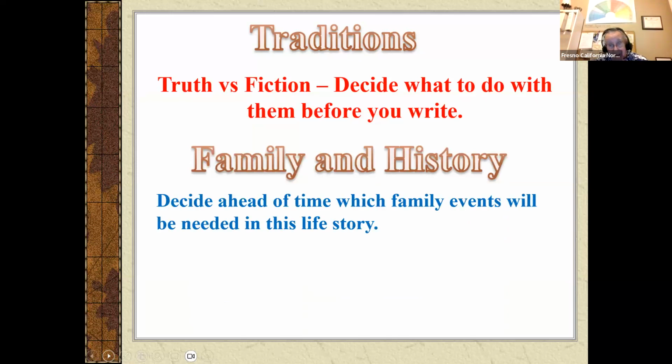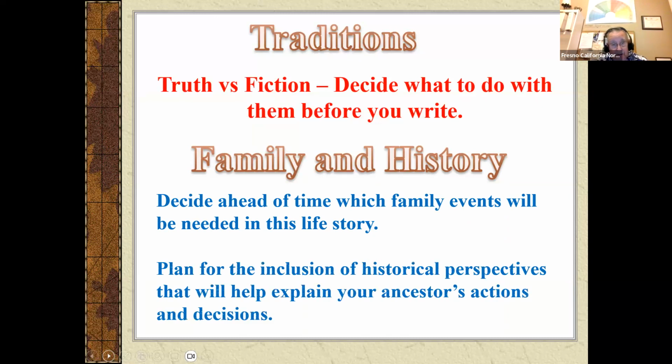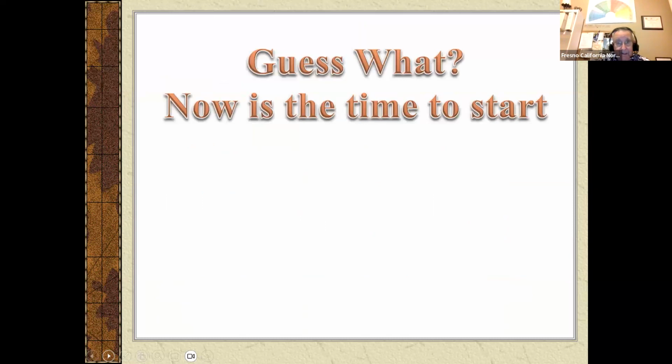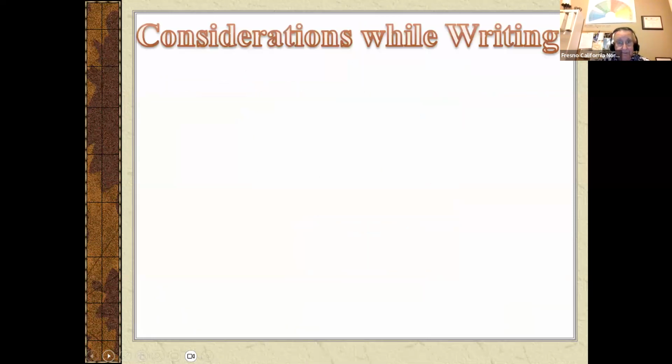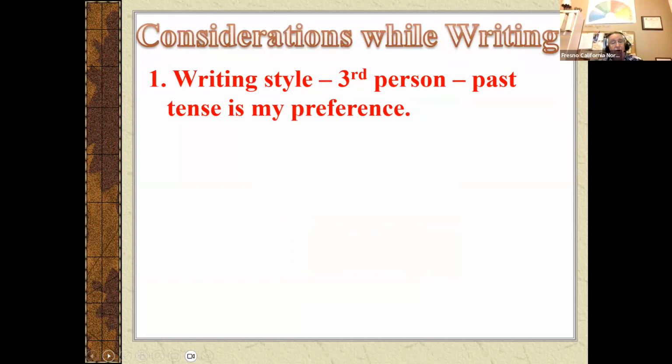In the family history, decide ahead of time which family events need to be brought up, and plan to include the historical perspectives that make sense and are helpful to the story. So guess what? Now you can actually write. Consider while you're writing possibly the style. You need to write in third person. That's where you always refer to this person as he or her, or by name, William or Sarah, or like that. You never use I or us or we. You stay in third person and try to keep the same person all the way through the story.